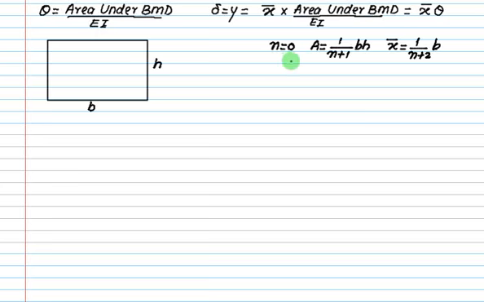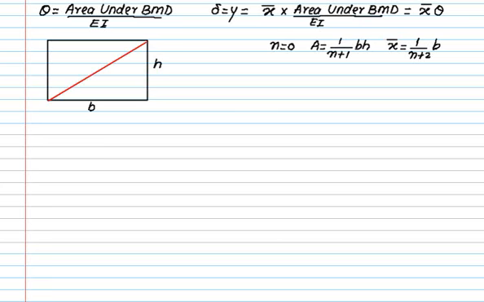N equals 0 for the rectangle. Area is normally given by 1 upon n plus 1 times BH, and x bar equals 1 upon n plus 2 times B. So for degree equal to 0, the area will be BH, and the centroid distance is B by 2, or H by 2. Now we are only interested in B by 2, the x bar distance, not in y bar.